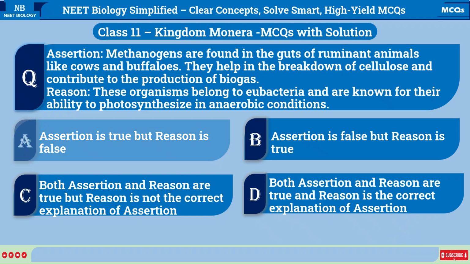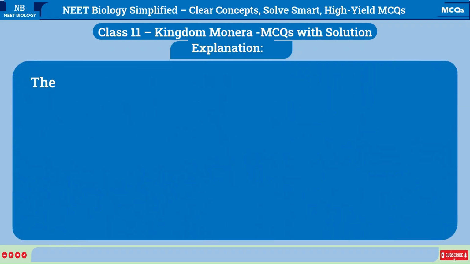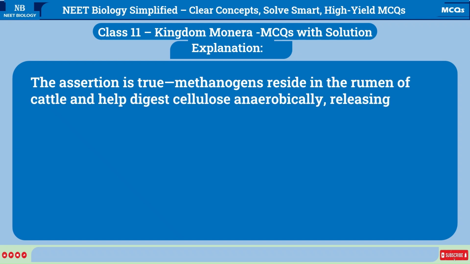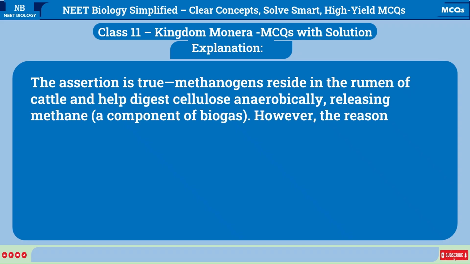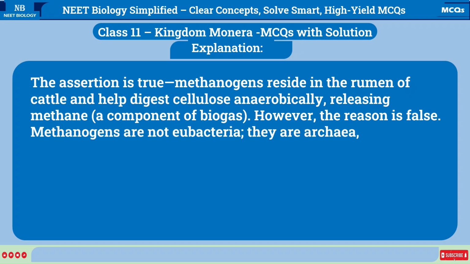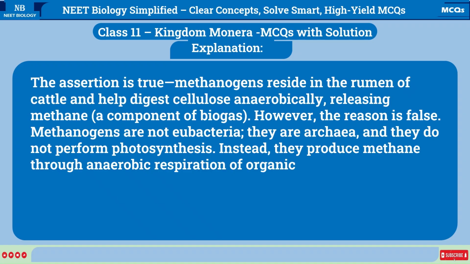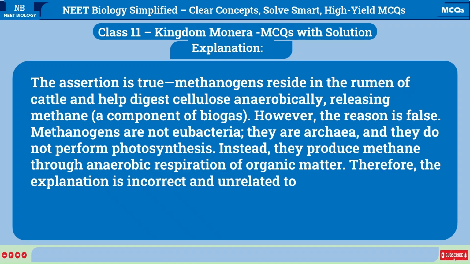Correct option is A. Assertion is true but reason is false. Explanation: the assertion is true. Methanogens reside in the rumen of cattle and help digest cellulose anaerobically, releasing methane, a component of biogas. However, the reason is false. Methanogens are not Eubacteria, they are archaea, and they do not perform photosynthesis. Instead, they produce methane through anaerobic respiration of organic matter. Therefore, the explanation is incorrect and unrelated to the assertion's truth.